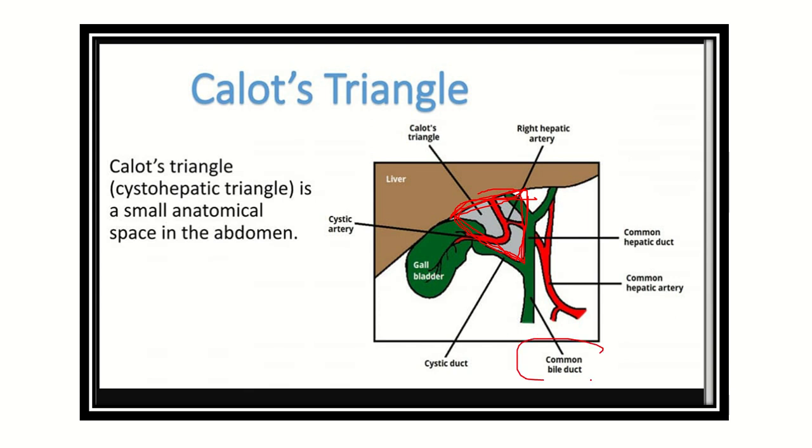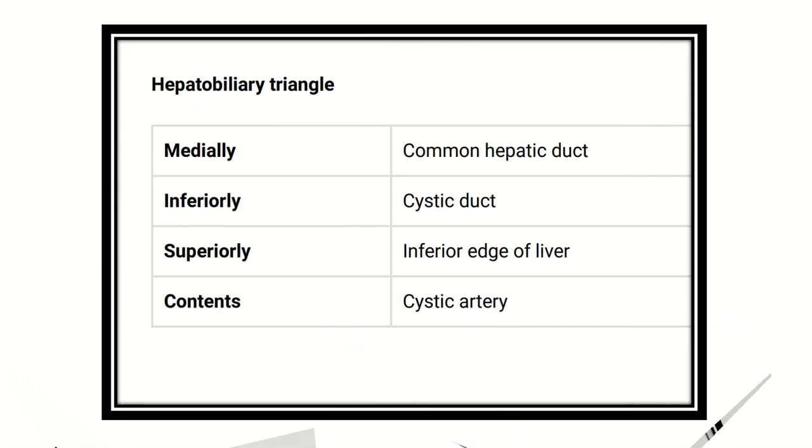Here we can see this is the common bile duct, and here this is the common hepatic duct. So for avoidance of injury to the common hepatic duct or common bile duct, the surgeon first has to identify the Calot's triangle. And another importance, here we can see the different structures present here, and identify these structures, and ligation of the structure is required. This is the hepatobiliary triangle or Calot triangle.